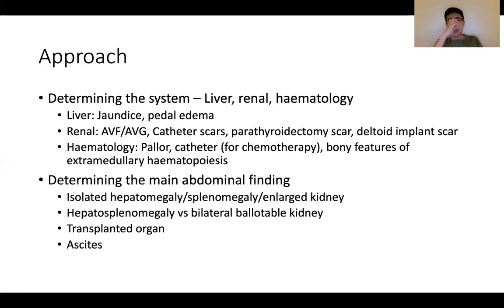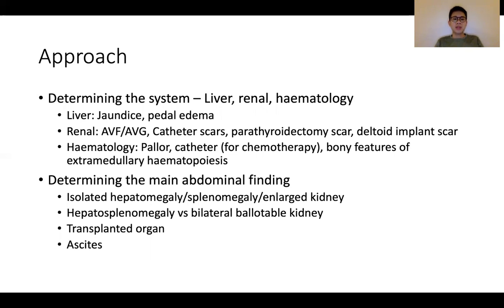For renal cases, you can hunt for access sites, look for catheter scars, parathyroidectomy scars, and deltoid implant scars, which are hard to find. And in hematology cases, you can look for catheters, or for chronic hemolytic anemia, there can be bony features of extramedullary hematopoiesis, such as frontal bossing and maxillary hyperplasia.